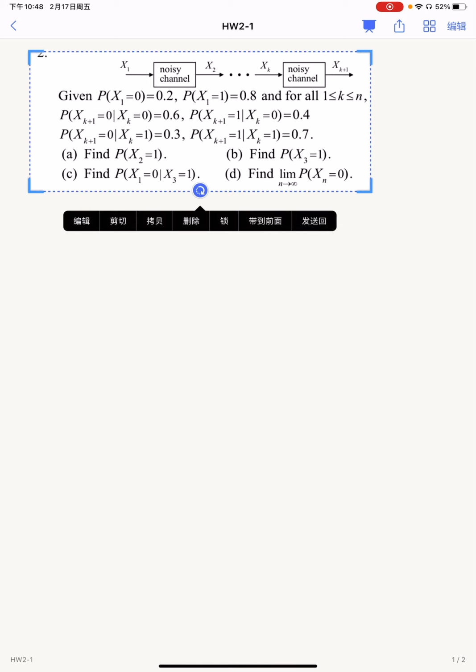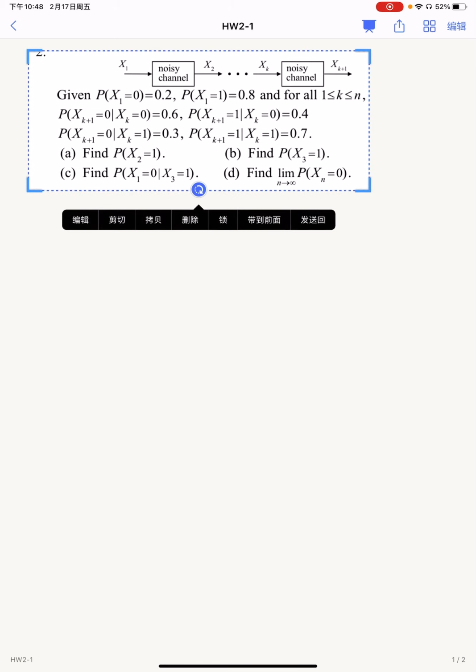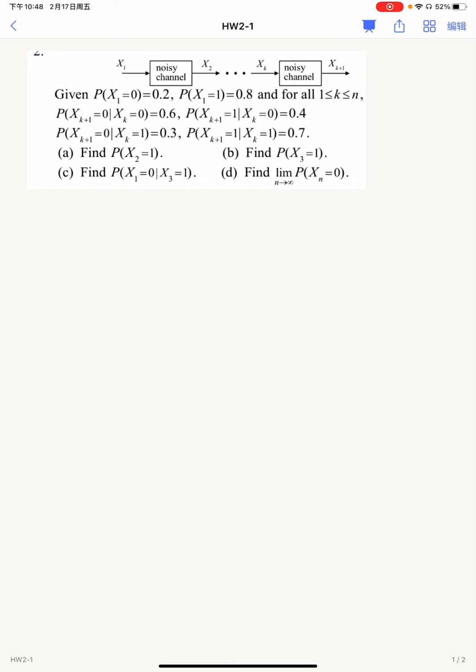and the probability of x_{k+1} equals 0 given x_k equals 1 is 0.3, and the probability of x_{k+1} equals 1 given x_k equals 1 is 0.7. And the first problem, problem A, is to find the probability of x2 equal to 1.